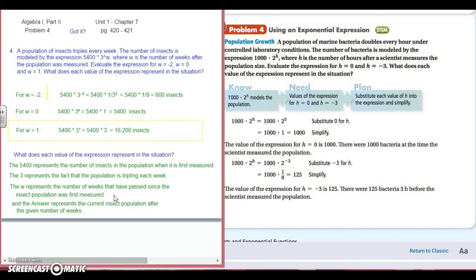The W is the number of weeks, because you have to multiply by 3 for every week that you're counting. So it'd be times 3 for the first week, times 3 times 3 for the second week, times 3 times 3 times 3, etc. And the answer represents the current insect population after however many weeks. So after 1 week, if you look at our last problem where W was 1, that means after 1 week, there were 16,200 insects.